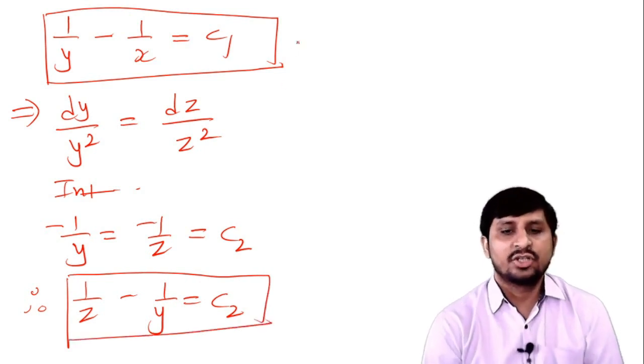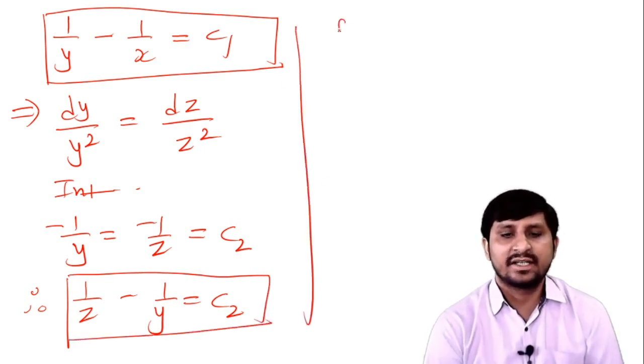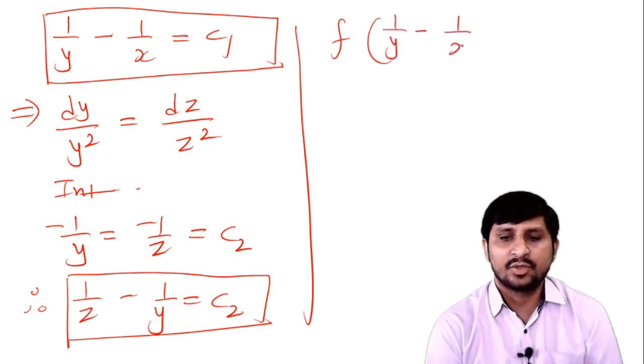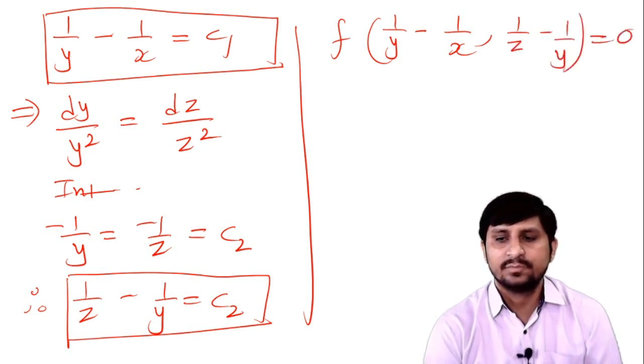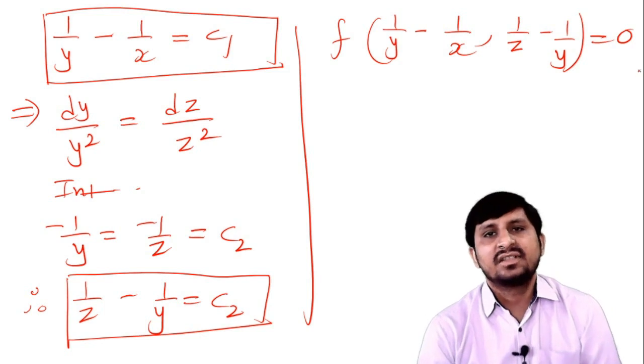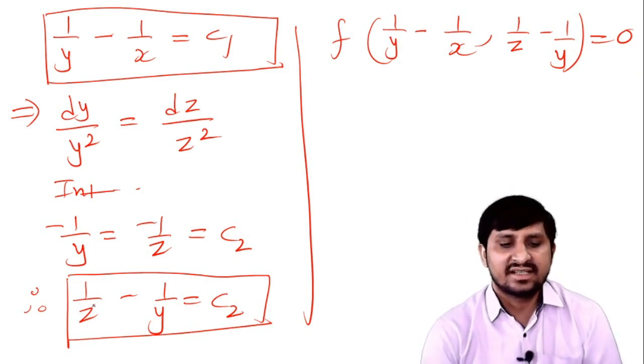So what is now your general solution? General solution, that is f of 1 upon y minus 1 upon x, and 1 upon z minus 1 upon y, is equal to 0. So this is my general solution for this example.